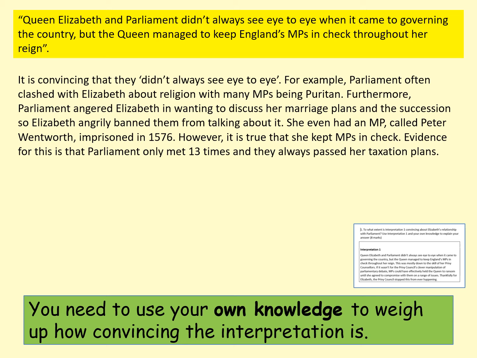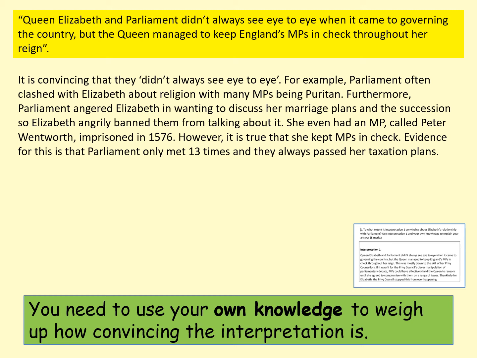So here's an example answer. So you could say, well, it is convincing they didn't always see eye to eye. And then what you need to do is bring in your own knowledge. So what is your own knowledge of how the Queen and her Parliament didn't agree? So I've put here in this example answer, for example, Parliament often clashed with Elizabeth about religion, with many MPs being Puritan. Furthermore, Parliament angered Elizabeth in wanting to discuss her marriage plans and the succession, so Elizabeth angrily banned them from talking about it.